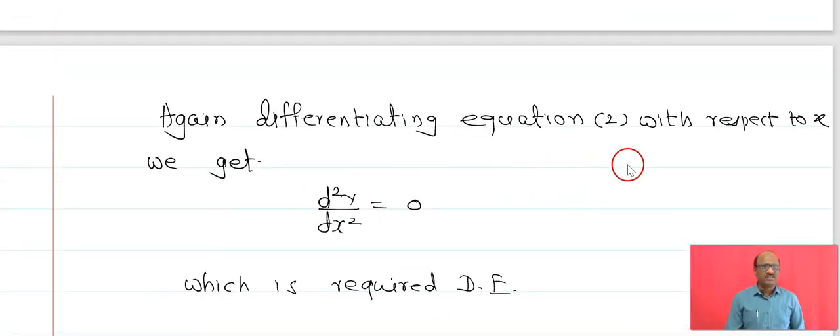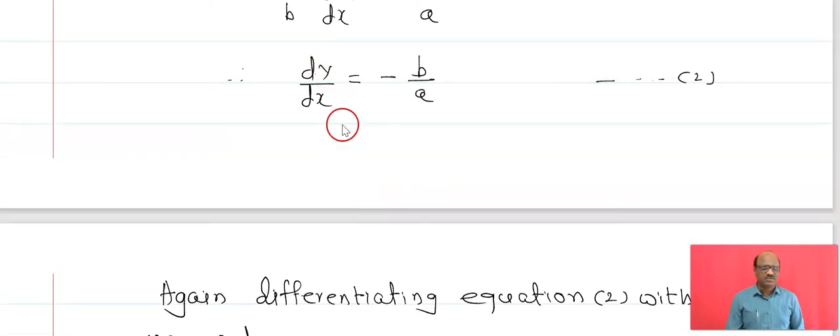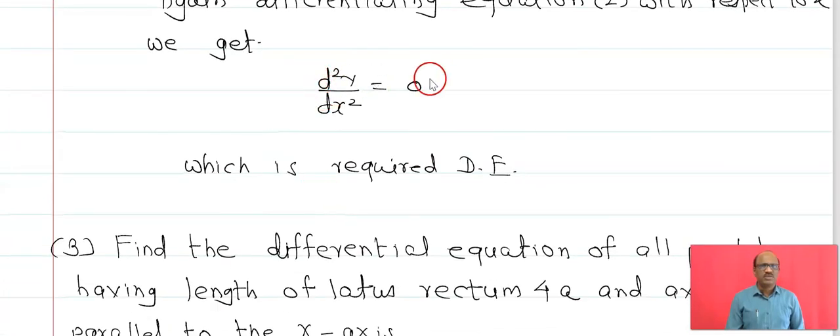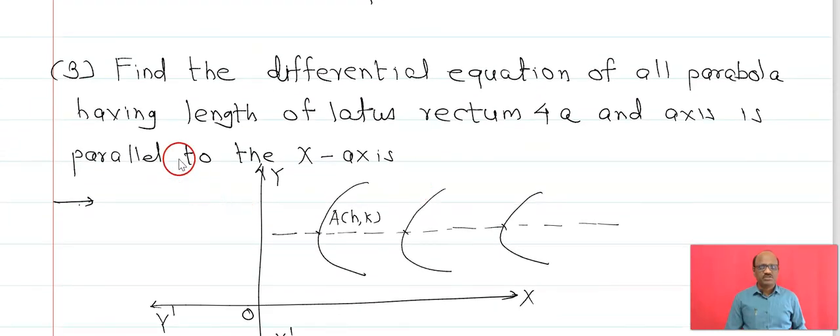Now again differentiate this with respect to x. Then you will get d2y by dx square equals, this is a constant and its derivative is 0. Therefore d2y by dx square equals 0, which is the required differential equation.